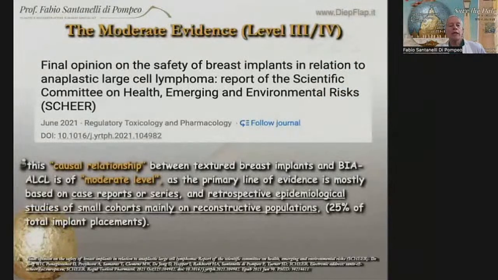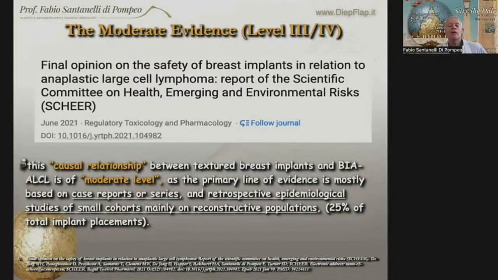So what we know is that since 2021, when the SHARE committee demonstrated there is a causal relation between textured implants, any kind of textured implant, and BIA-ALCL, and this causal relationship is of a moderate level, those patients with textured implants can be considered patients at risk for BIA-ALCL.